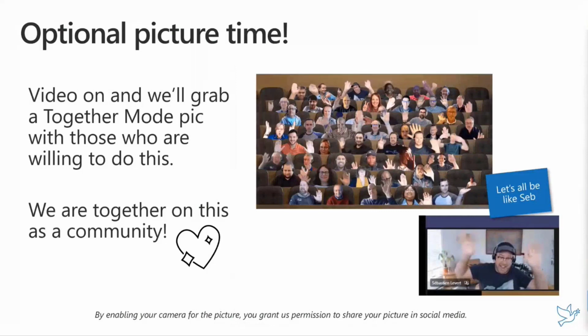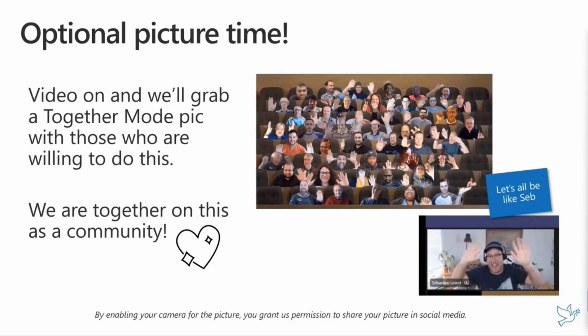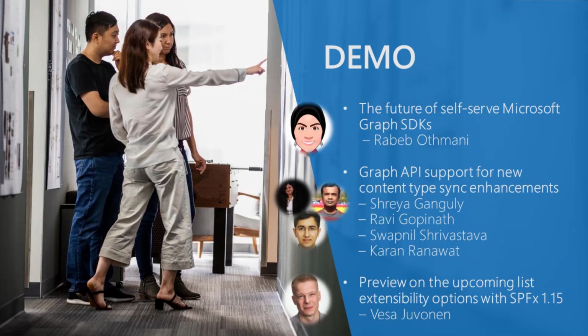And then we actually go to the stars of today. I heard some rumors that Rabeb, you have some magic to show us as part of the first demo of today. So we'll start with Rabeb and then go to the content type graph API support, and I will take the last demo spot of today.